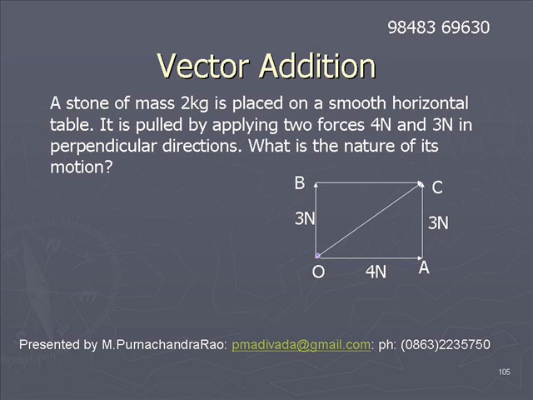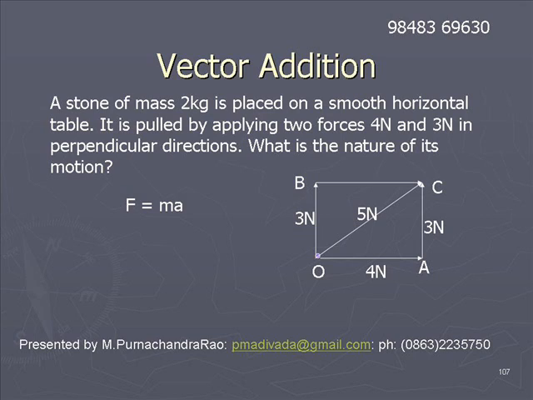Now let us find the magnitude and direction. Let us find the value of the magnitude of OC and its direction. Considering the right angle triangle OAC, OA is 4 and AC is 3 and OC is the hypotenuse. From Pythagoras theorem, the value of this hypotenuse is 5. So the two forces 4 newtons and 3 newtons together apply a force of 5 newtons in the direction OC. Along the direction OC, a force of 5 newtons is experienced by the stone.